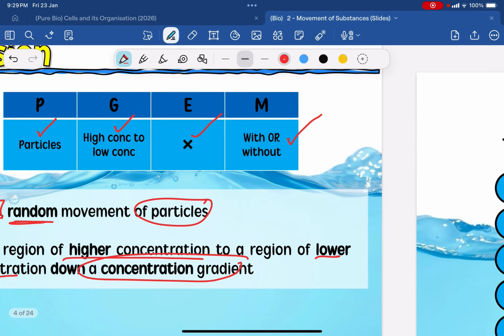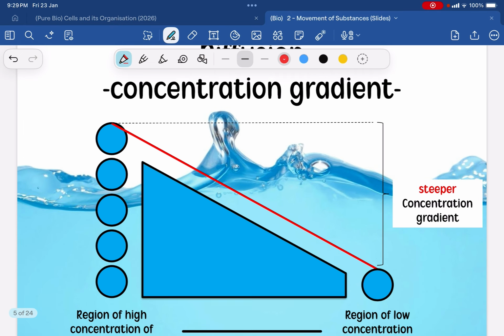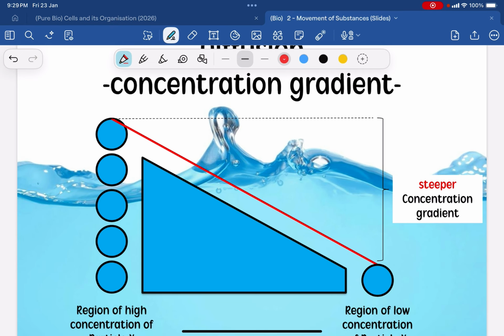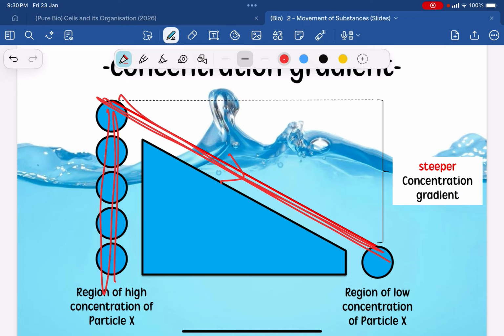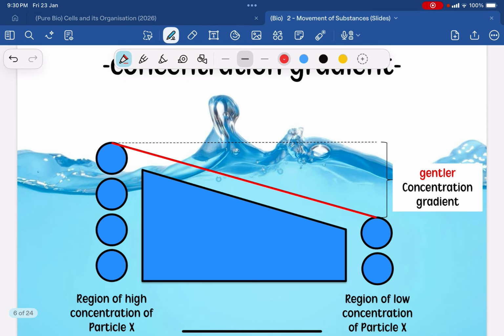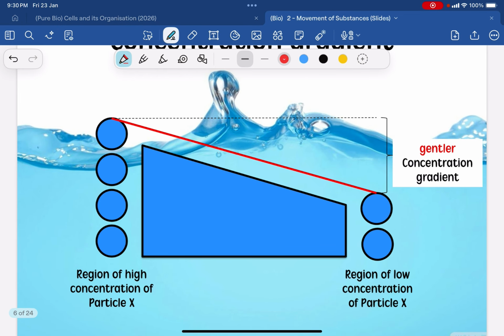What exactly is a gradient? Diffusion talks about concentration gradient. That means the concentration gradient we are looking at is of a certain particle X. You can see here is actually a high to low concentration. This is actually the gradient that we are talking about, like the gradient of a slope. And the steeper gradient here, as you can see, compared to the next one, which has a gentler concentration gradient.